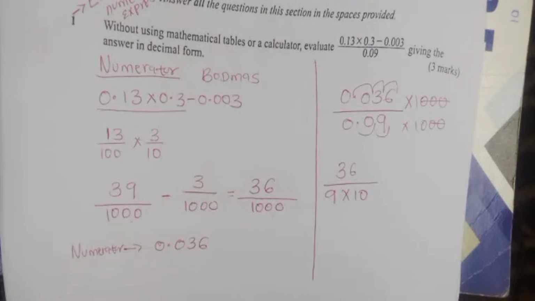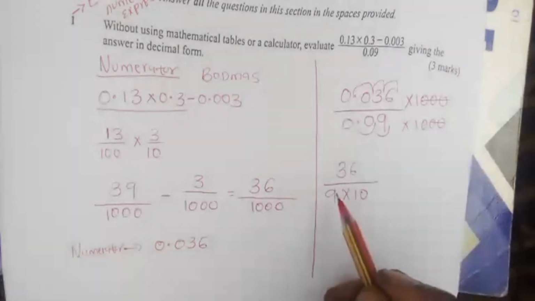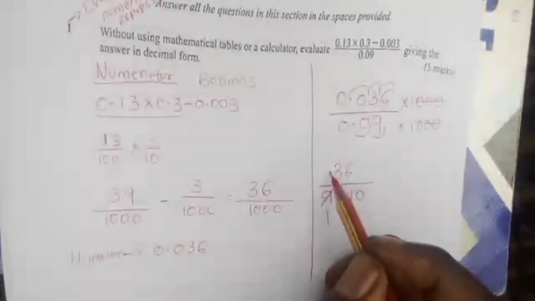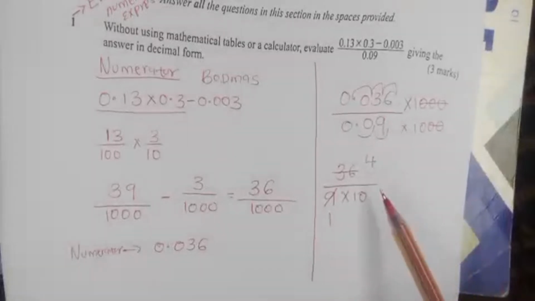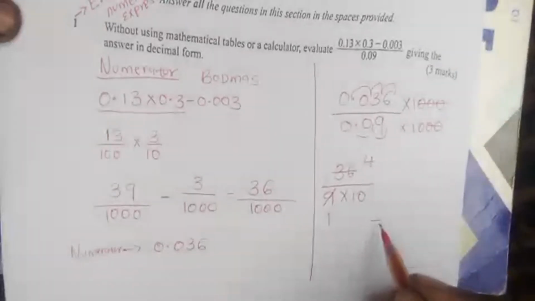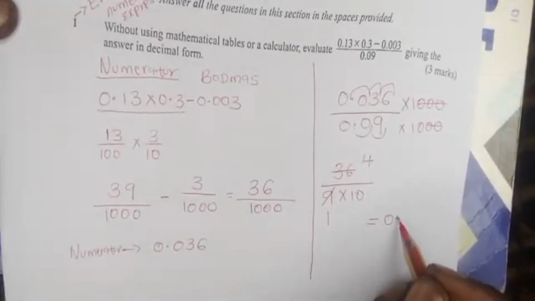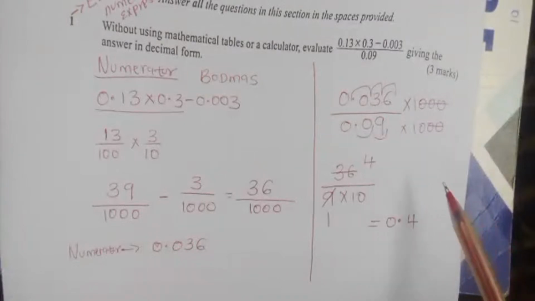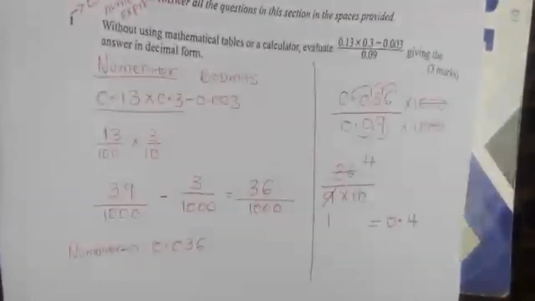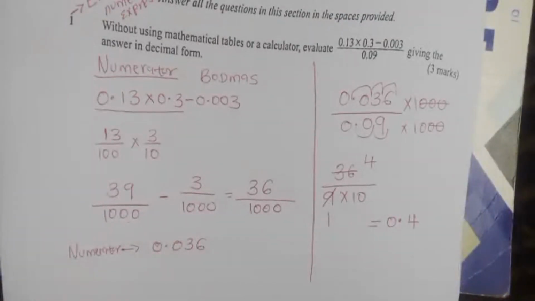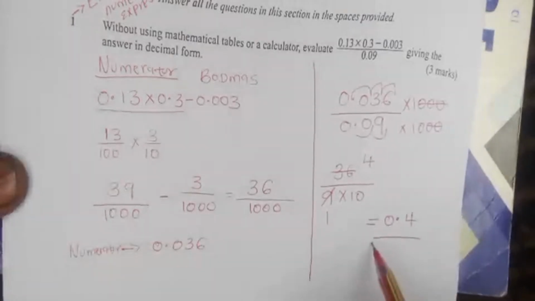Then after that, we will now divide 9, 1, and 9 goes here 4 times. What we are left with is 4 divided by 10, which gives me 0.4. I would have written it as a fraction, but I'm following the instruction of giving the answer in decimal form. So this is how the answer is supposed to be given.